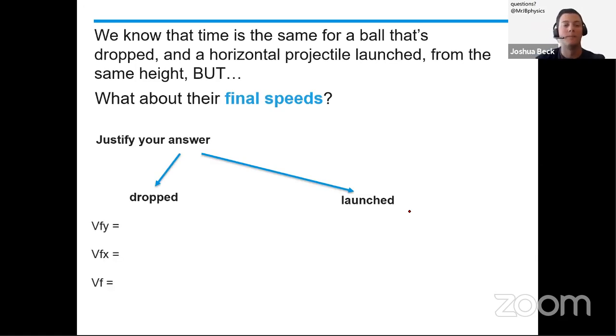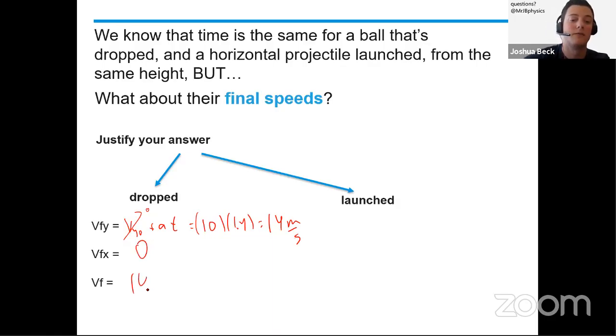See, if I drop one, my final y velocity is going to be my initial y velocity plus acceleration times time. My initial y velocity is 0. So this is going to be 10 meters per second times 1.4 seconds. This will be 14 meters per second. That's going to be the y velocity for the ball that's dropped. That's when it hits the ground. It's going to hit with a speed of 14 meters per second. There's no x velocity, so this represents its entire velocity.